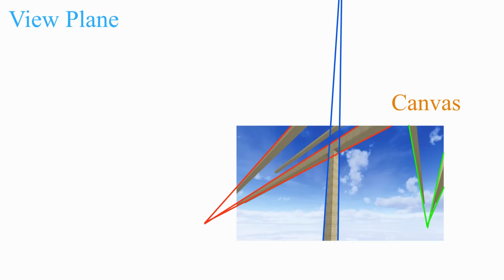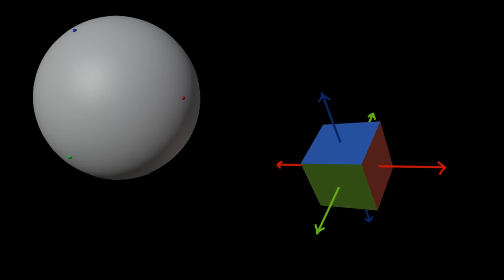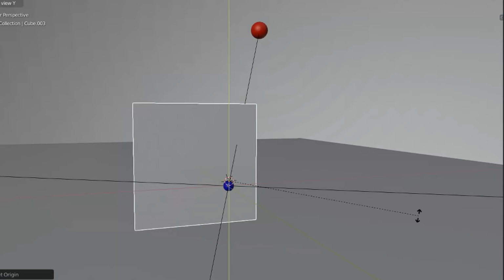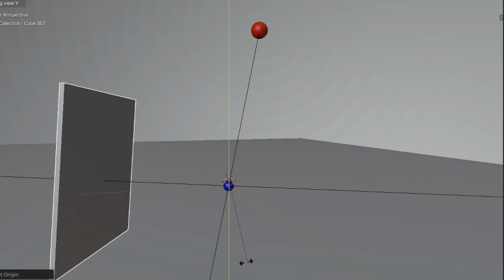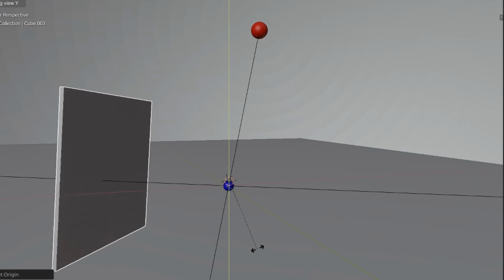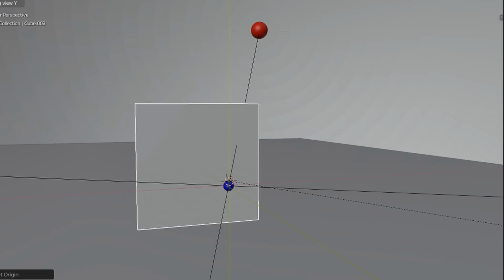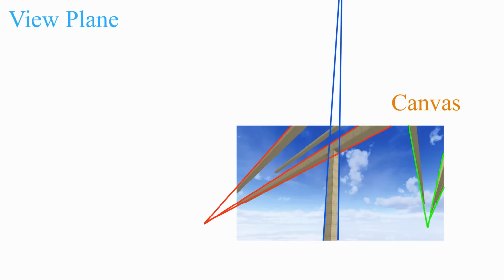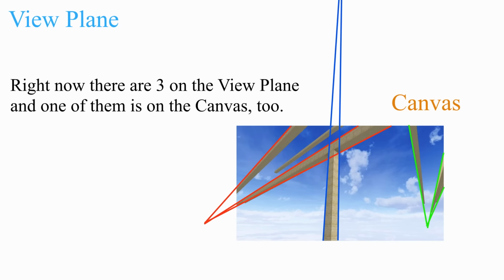But of course, other vanishing points are still on the view plane, drawing in edges. Remember, a cube has 6 true vanishing points. At least one of them always lies behind you and you cannot see it or place it on the view plane or on the canvas. 3 to 5 will always be somewhere on the view plane.